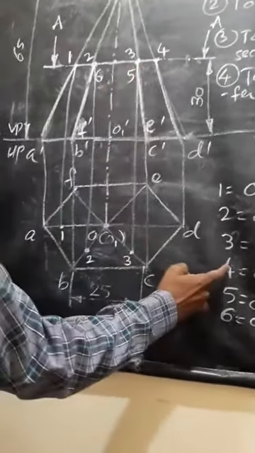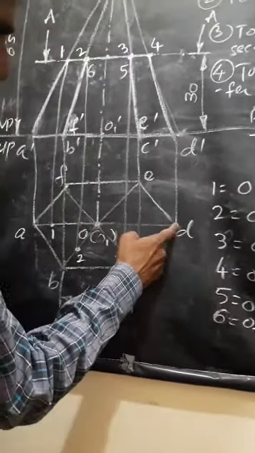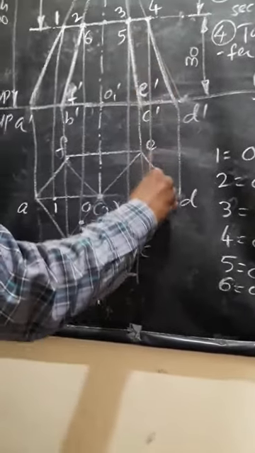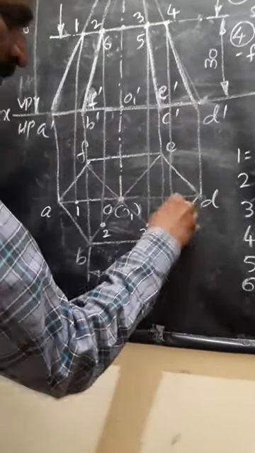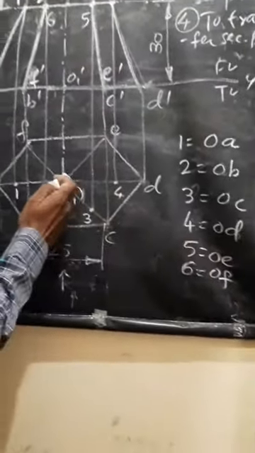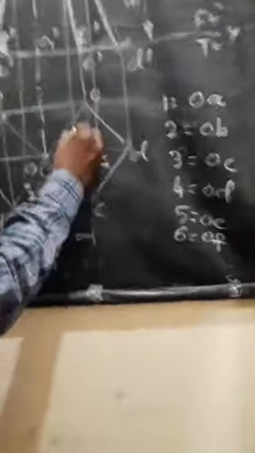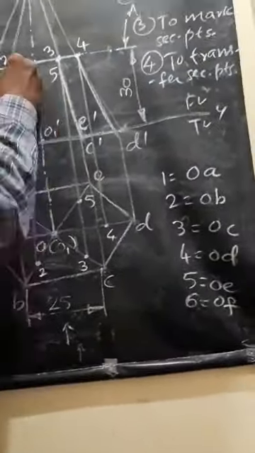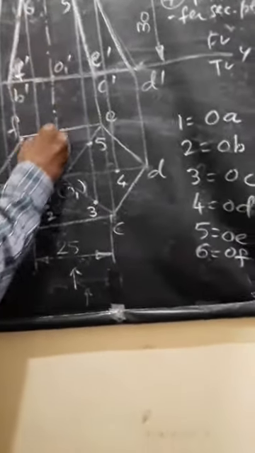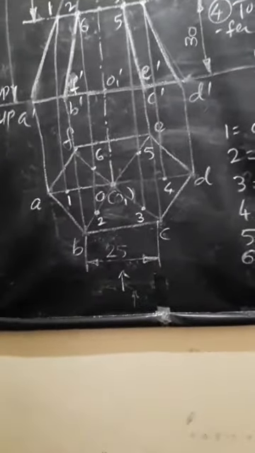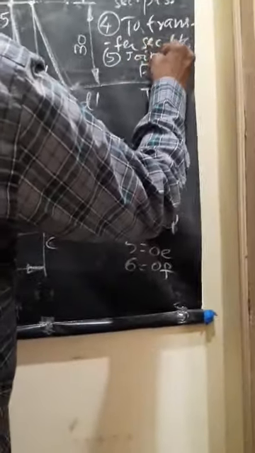Fourth point. Point 4 is on OD. So this is OD. Through 4 you draw a vertical line up to OD. This is 4. Same way, point 5 is on OE. Up to OE you draw the line. This point is 5. Similarly, point 6 is on OF. Up to OF you draw the line. This is the 6th point. After that you join all these points in order.